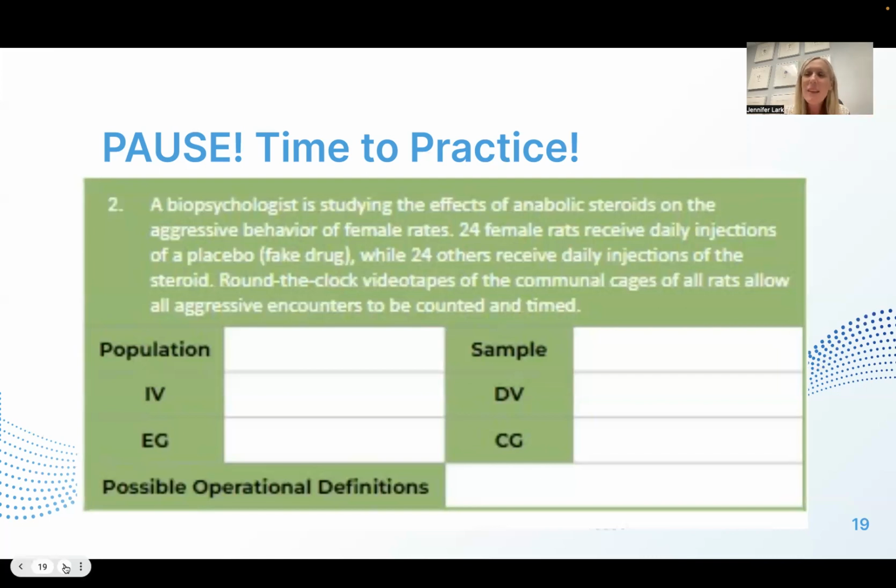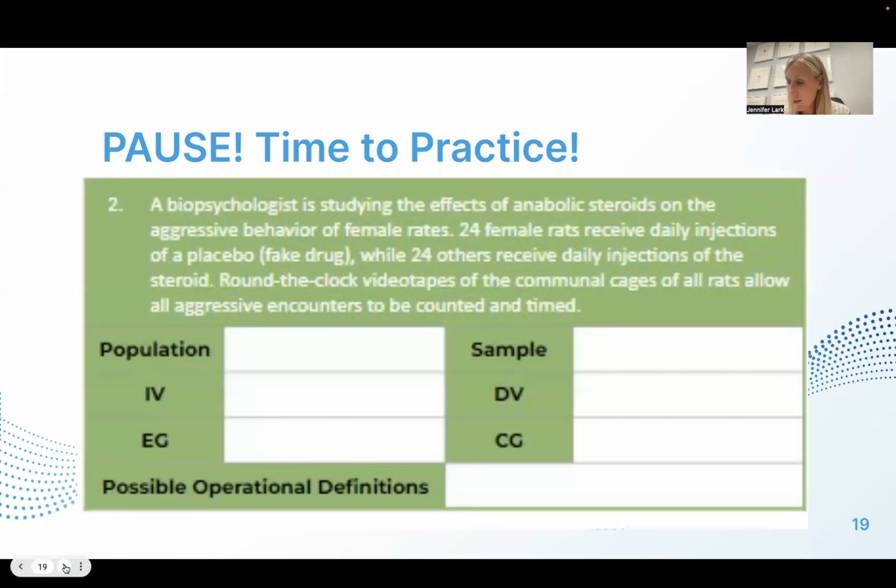We have randomly selected that sample, and now we are going to randomly assign these 48 rats into the experimental group and the control group, okay? The independent variable here is an anabolic steroid. And so the experimental group gets the anabolic steroid, while the control group gets a fake drug or a placebo, again, because they're the comparison group. The experimental group gets daily injections of the drug, the control group gets daily injections of the placebo, so there's our operational definitions for the independent variable.